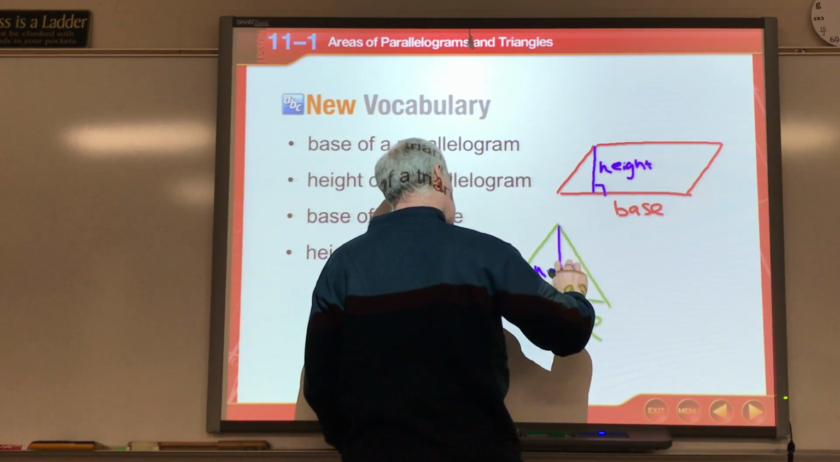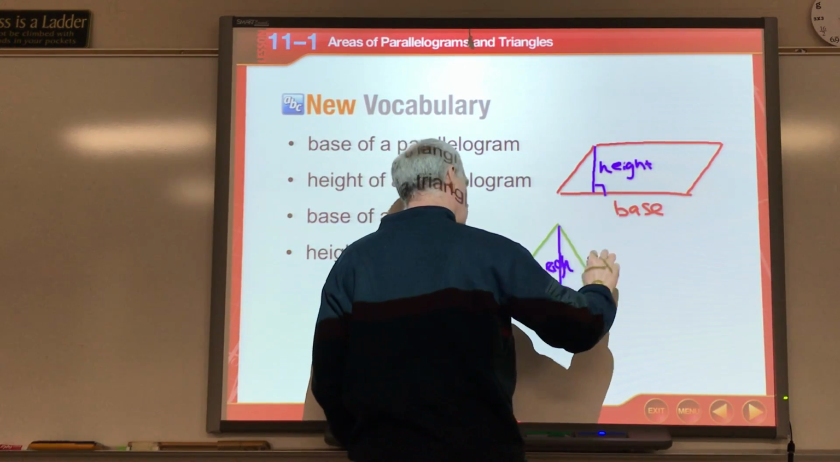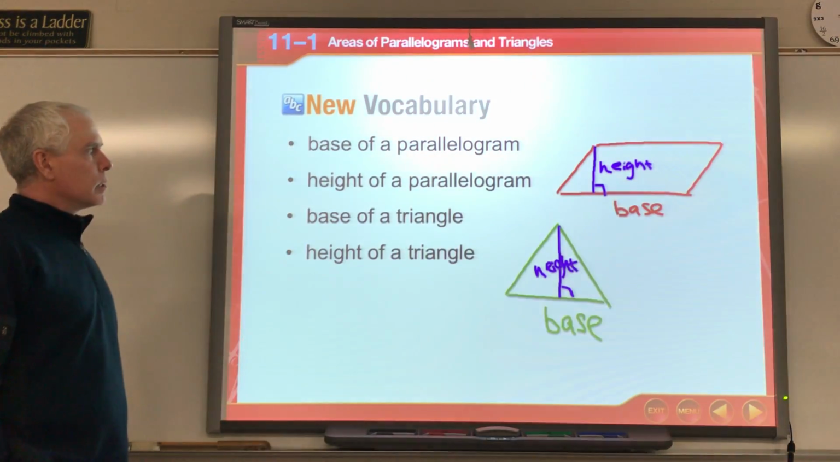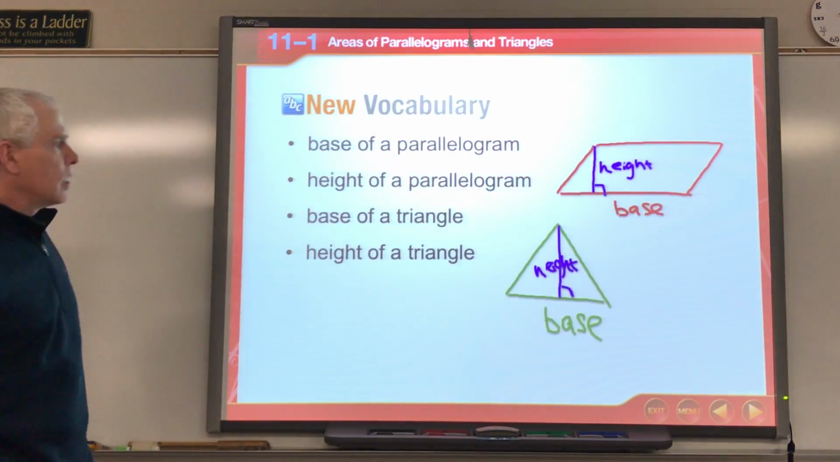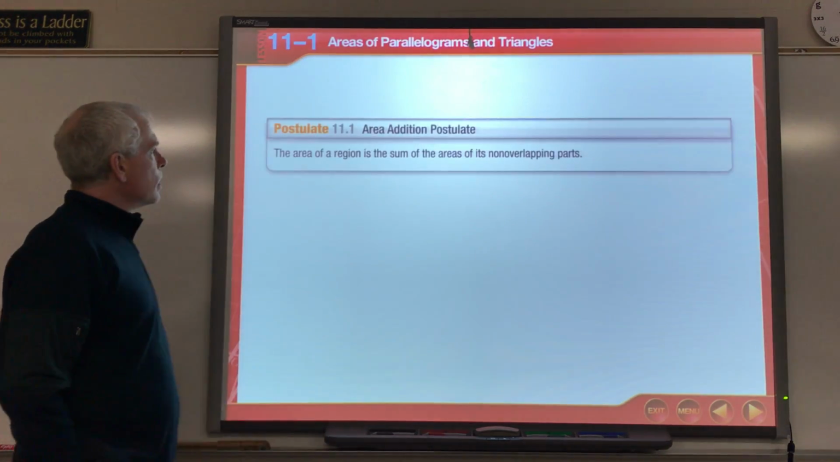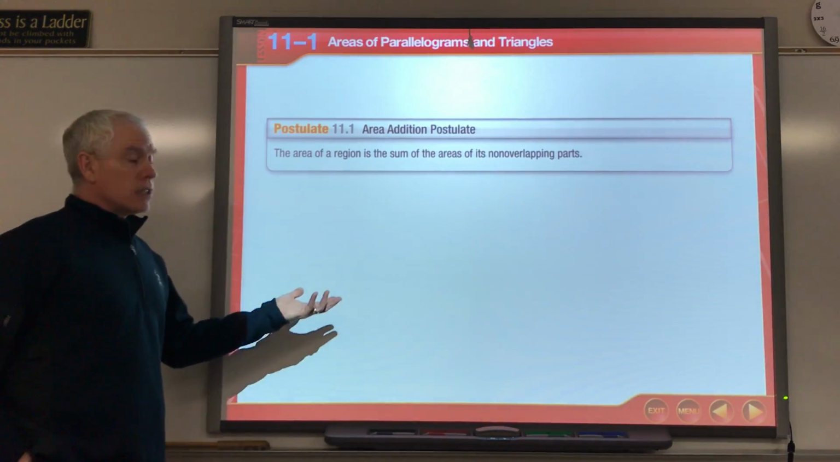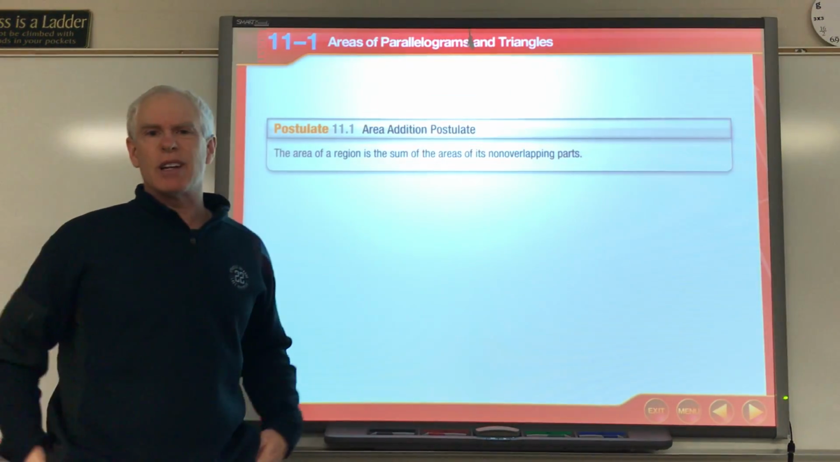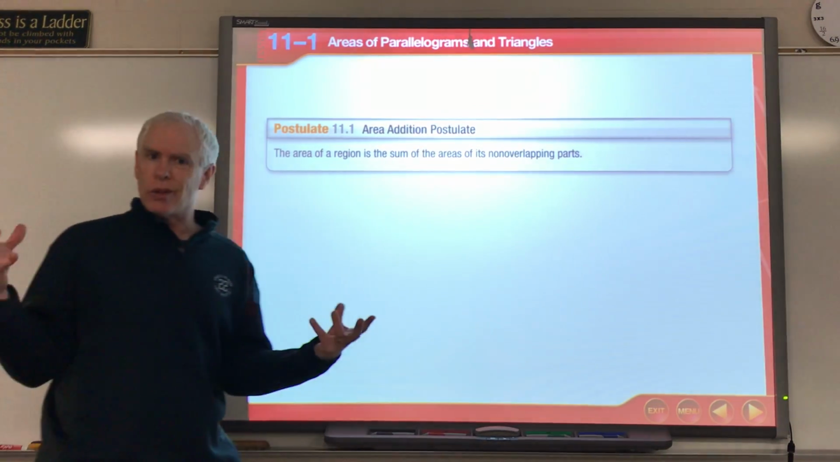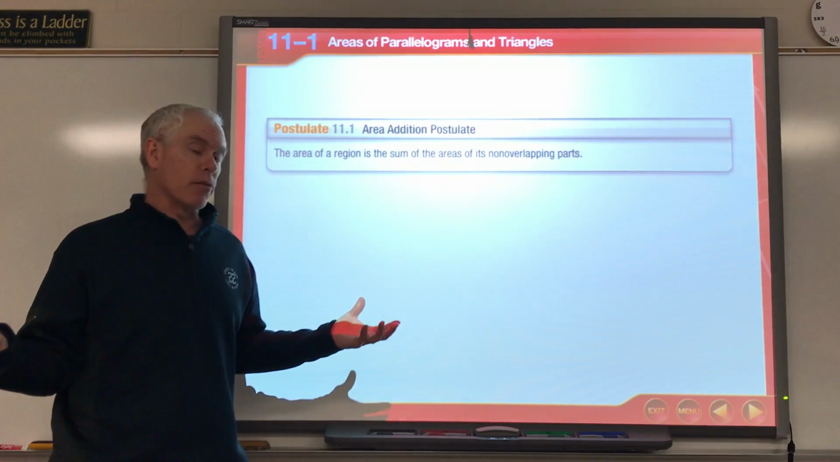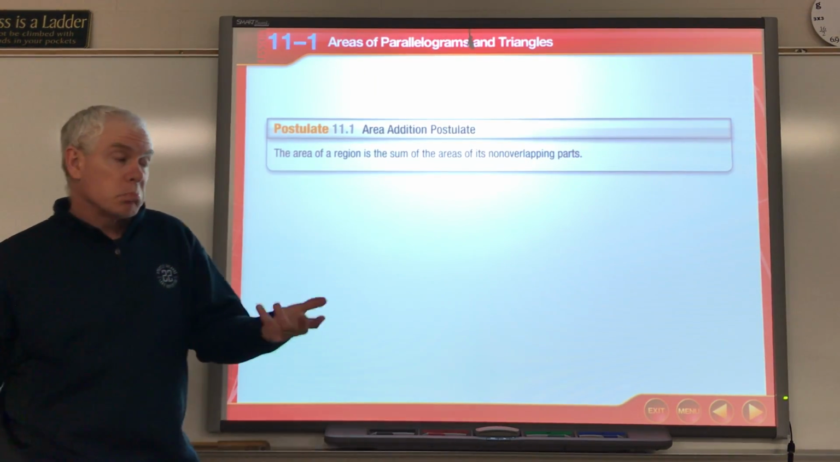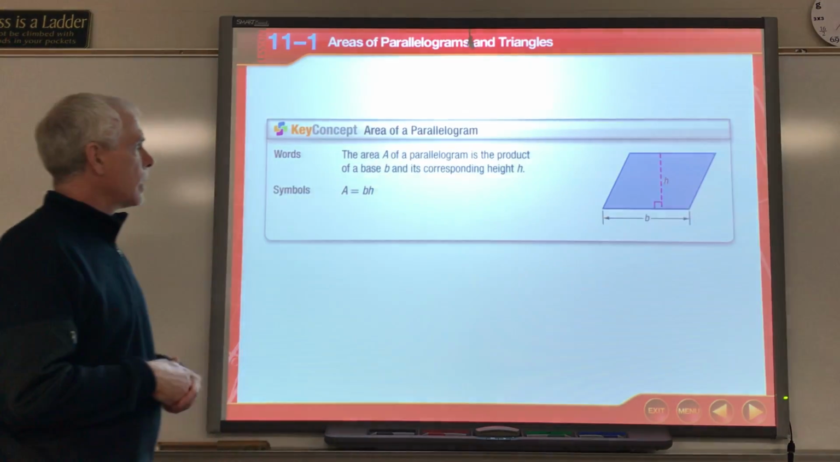This is the height. So just be aware of that when you're calculating area, because the height is part of the formula for finding the area in each of these, okay? So the area addition, the area of a region is the sum of the areas of its non-overlapping parts. So if I got a shape like a block L or something like that, which I don't have a formula for, but I could break it up into 2 rectangles and find the formula for each of those and add them up. That's all this is saying, okay?